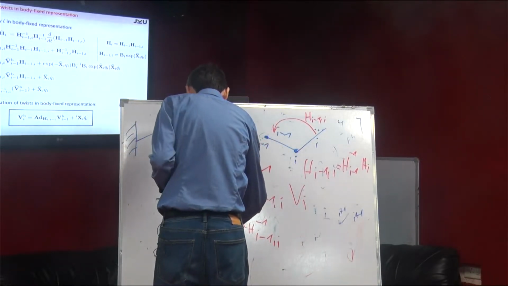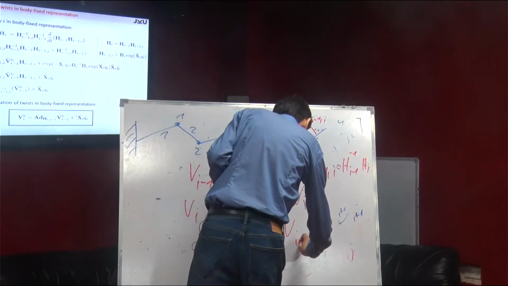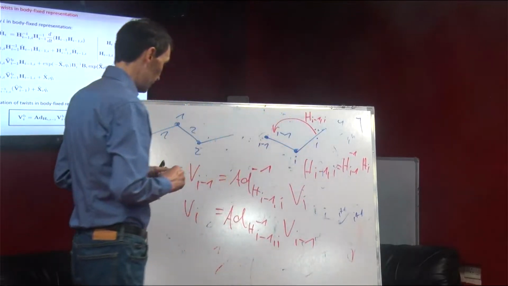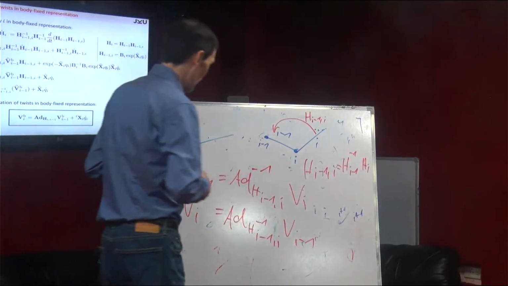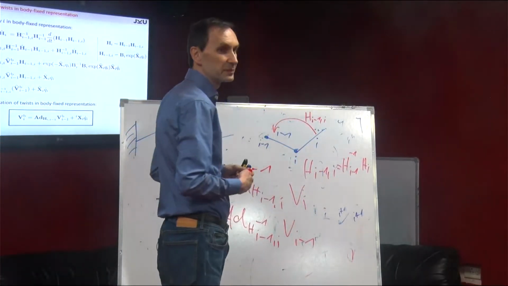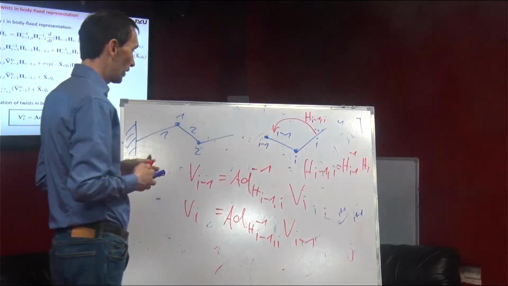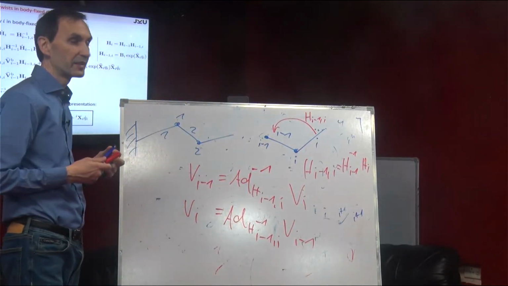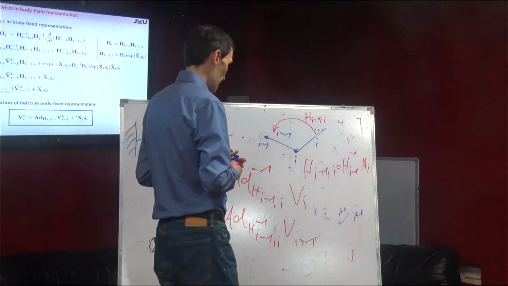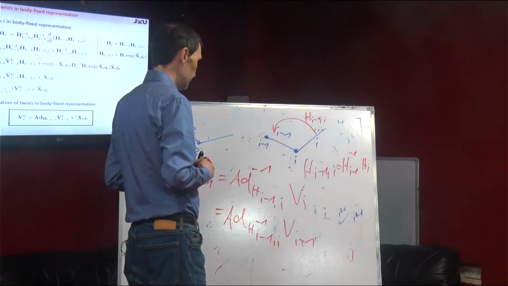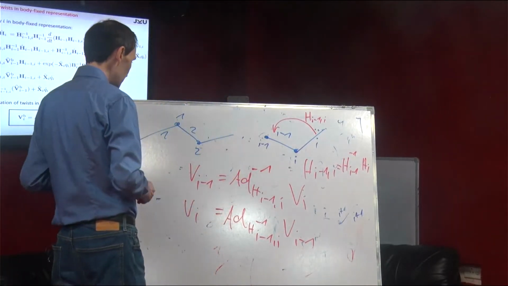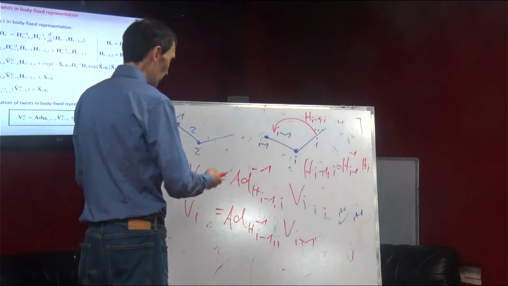Okay, so VI minus 1. Okay, wonderful. What's the inverse of this one? What's the inverse of HI minus 1I? Well, you don't, that's what I'm saying. I mean, once you have understood the notation, well, it's just the opposite.